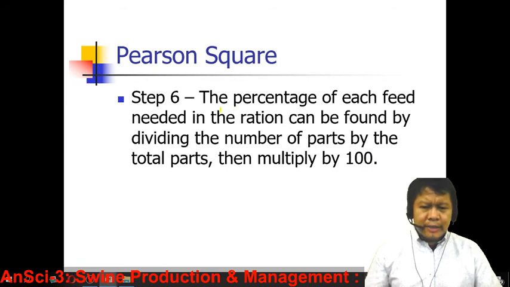Step number 6. The percentage of each feed needed in the ration can be found by dividing the parts by the total parts, then multiplying by 100.